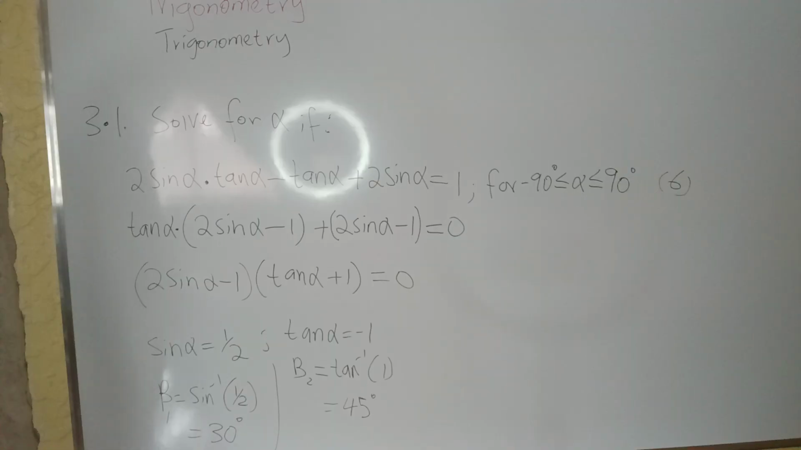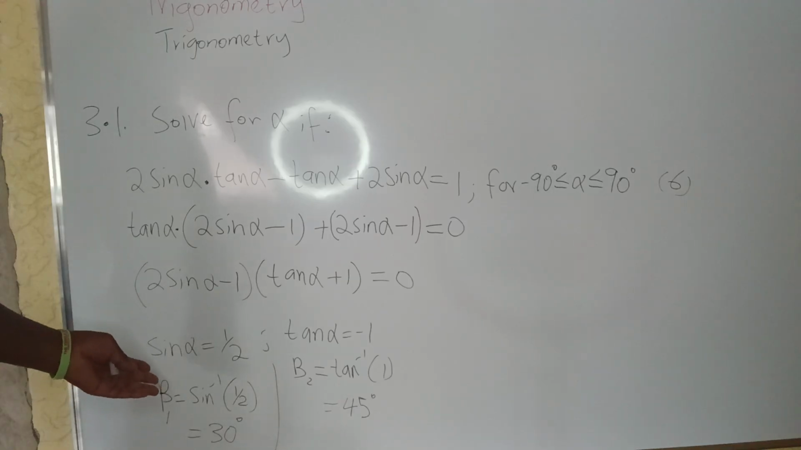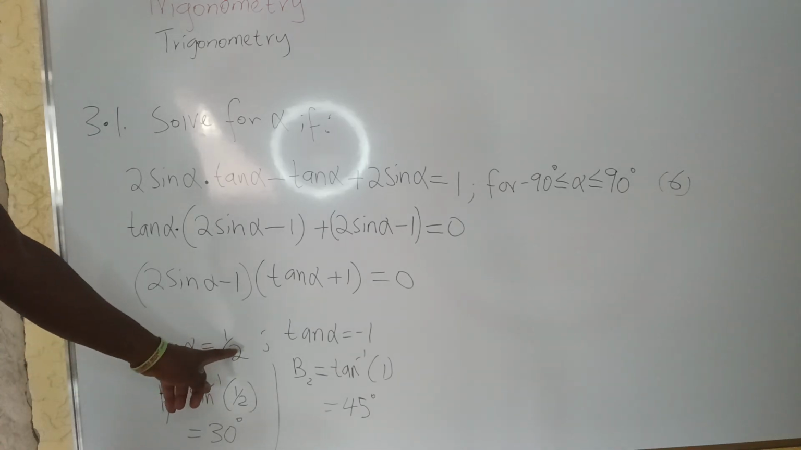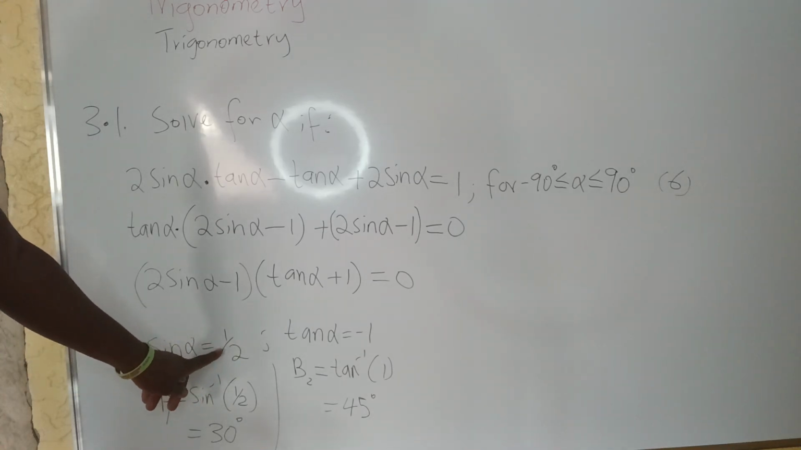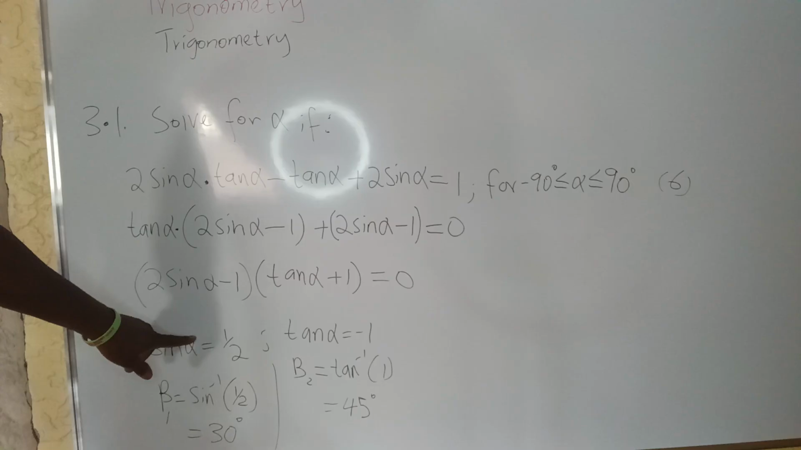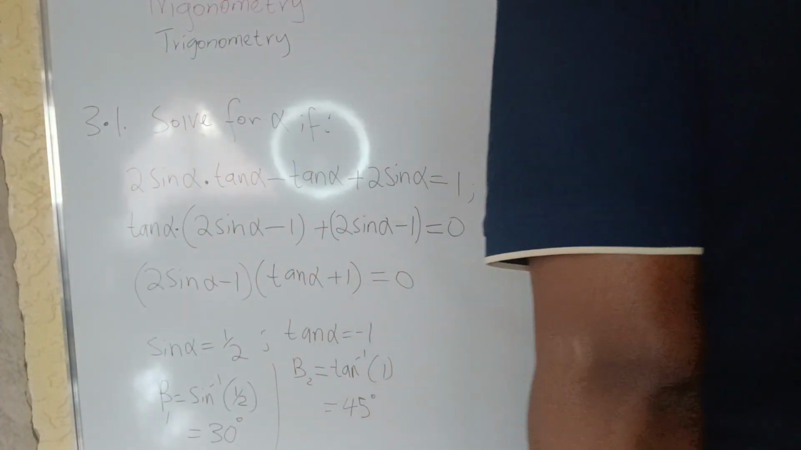And you are going to look for alpha in a quadrant where sine is positive. Look here, this one is a positive value. Sine alpha is equal to 1 over 2. In front of 1 over 2, the sign here is positive. So we are going to look for alpha in the quadrant where sine is positive.